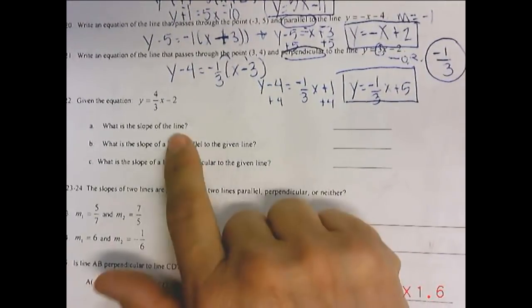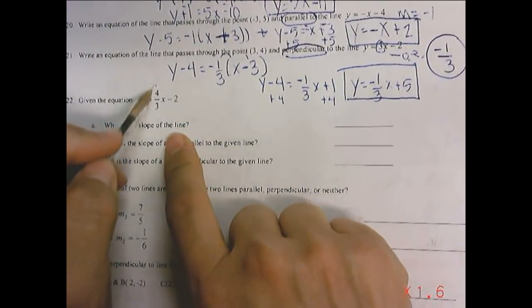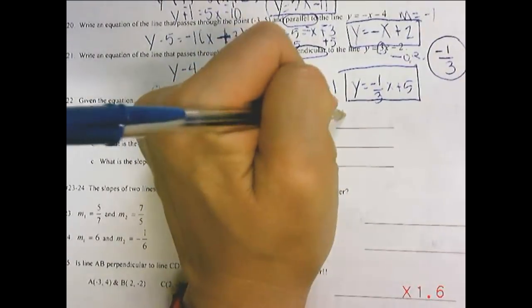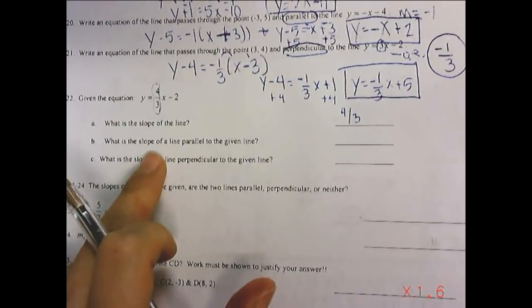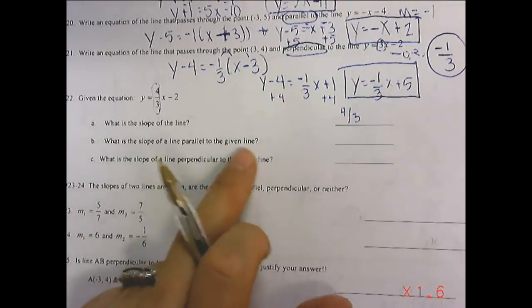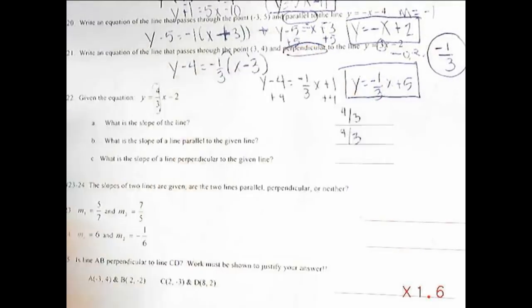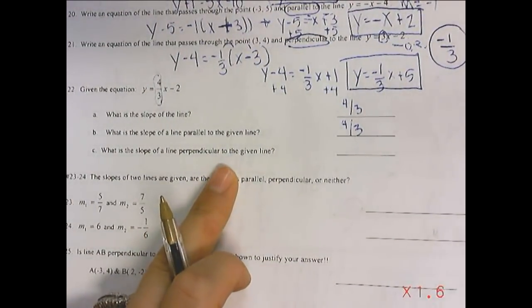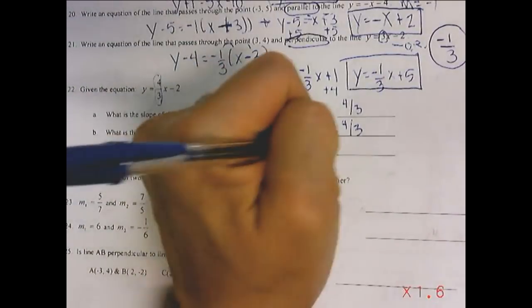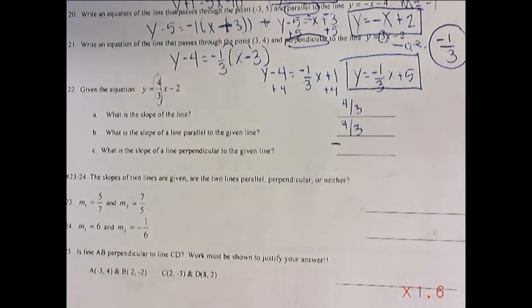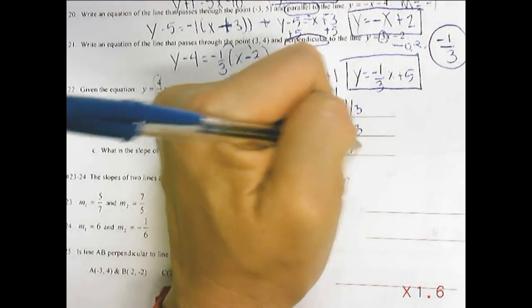All right, what's the slope of the line? The slope of the line is always in front of your x, so that would be 4/3. What is the slope of the line parallel to it? Would be the exact same slope, so also 4/3. And the slope of the line perpendicular, remember it's opposite, so it's going to become negative. And then we flip it, so 3/4.